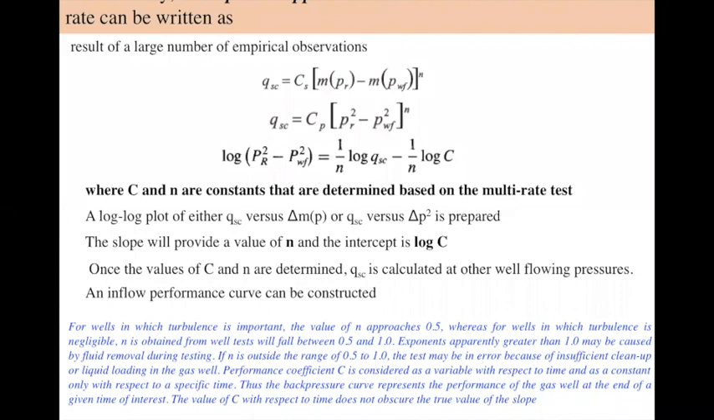Now, once you have the values of n and C, you have a given deliverability equation, and from that you will be able to find the deliverability curve, that is the IPR curve. Now we'll take up different questions, based on which we'll be able to do this analysis, right?